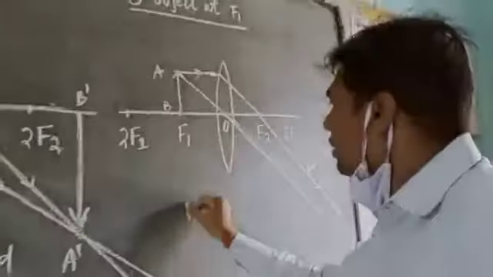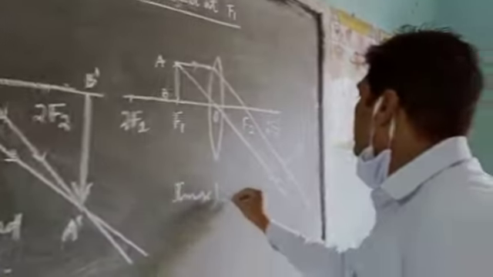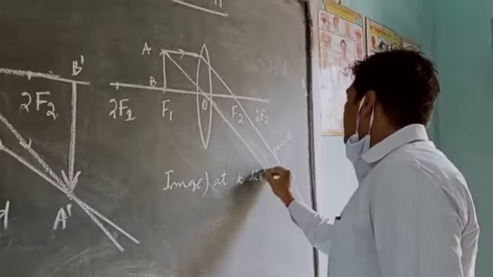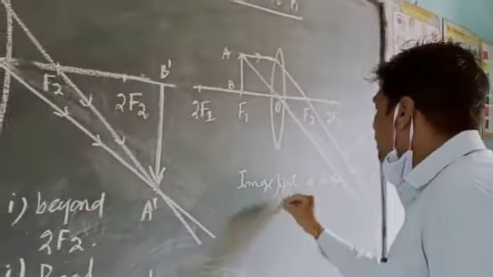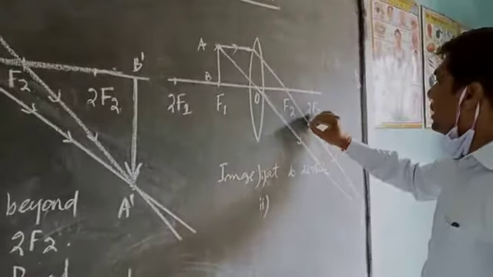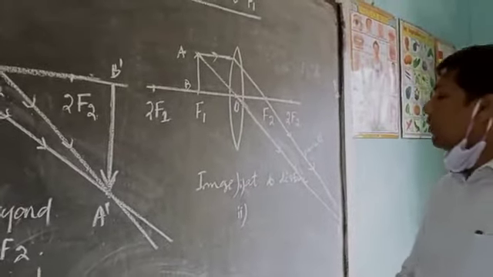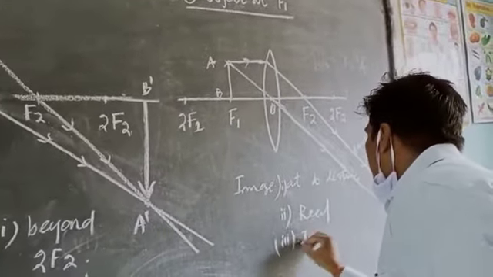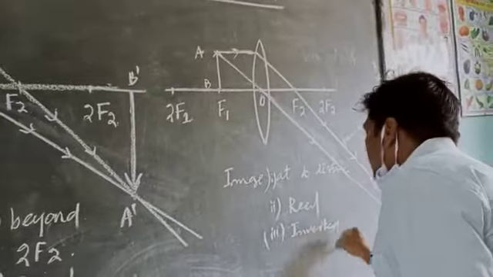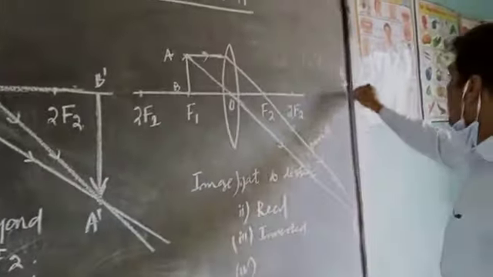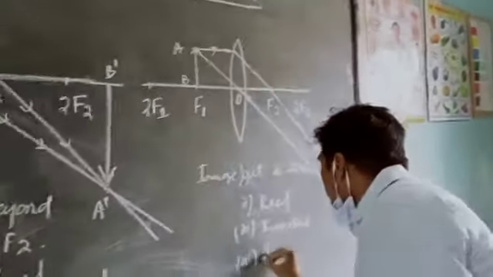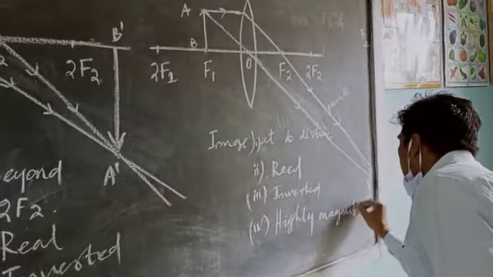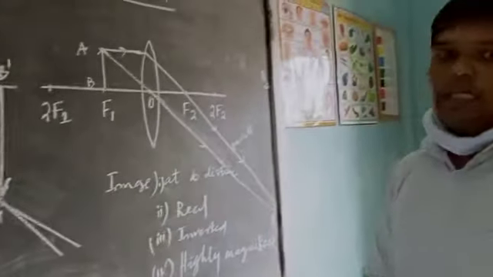So what is the nature of the image? First, the image is created at infinite distance. Second, because these refracted rays actually intersect each other, the image is real. Third, it is inverted, and the size of the image is highly magnified. Clear this one?